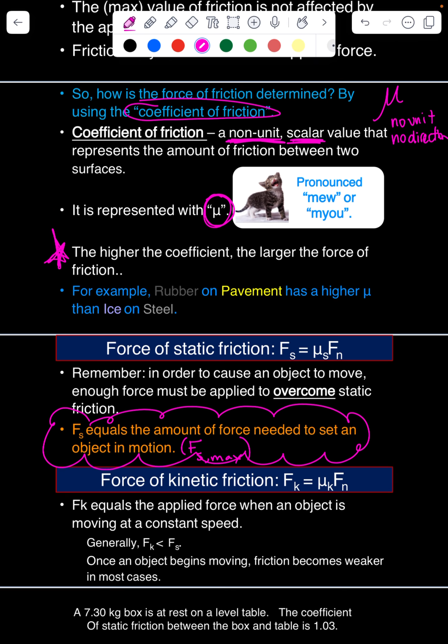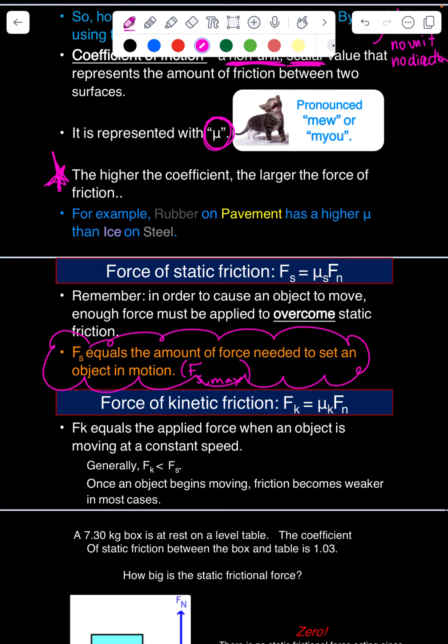This brings us to our two new equations. F sub S is our static frictional force, and F sub K is our kinetic frictional force. We can just generalize this as F sub F.